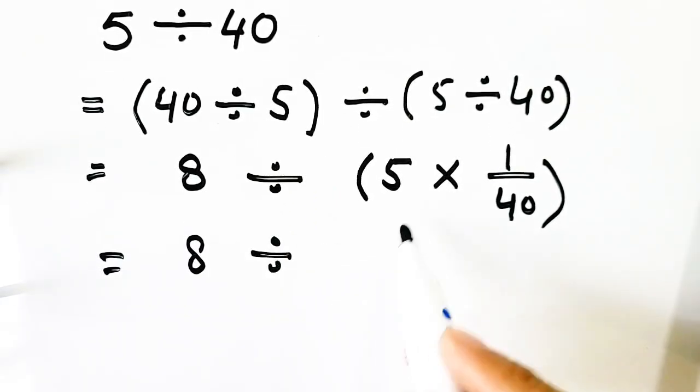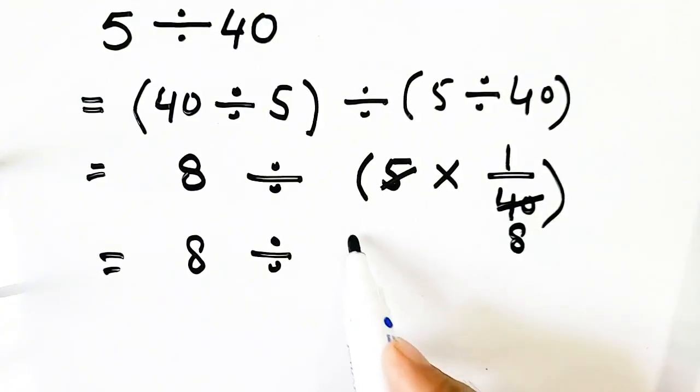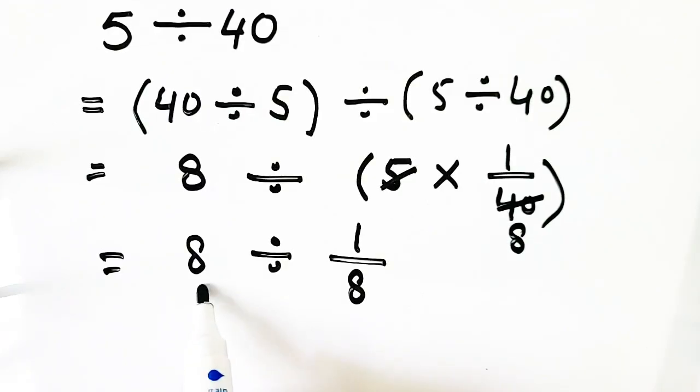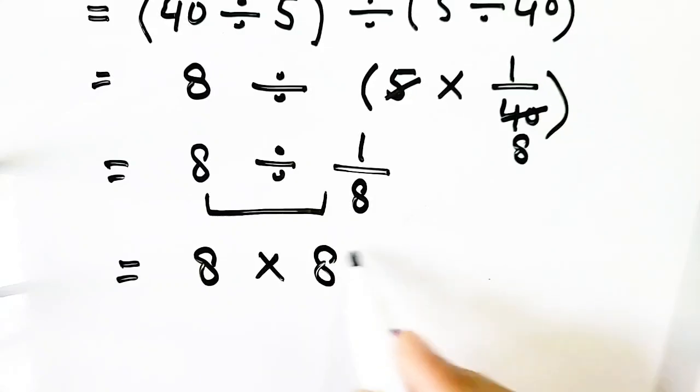Eight divided by 5, it is 1 by 8. Now again apply KCF rule. It is 8, keep it, change it, and flip it.